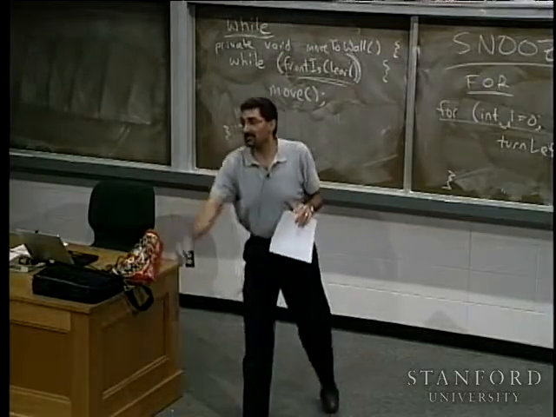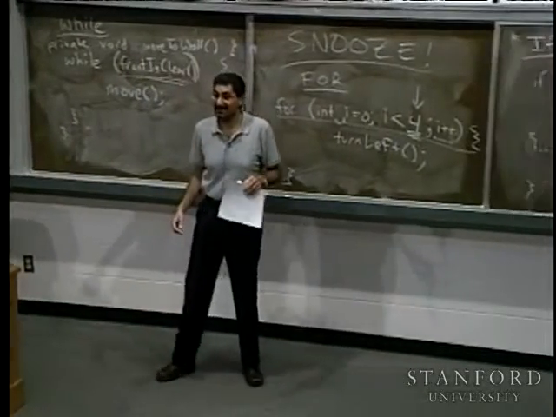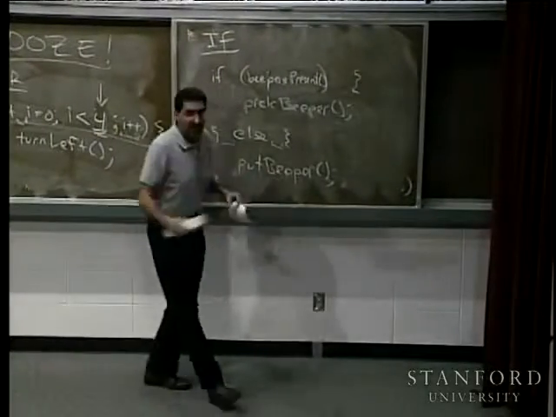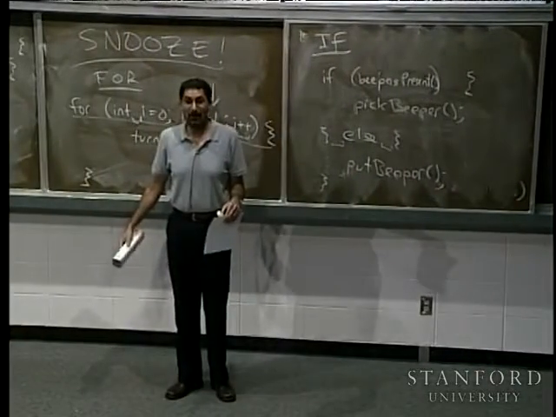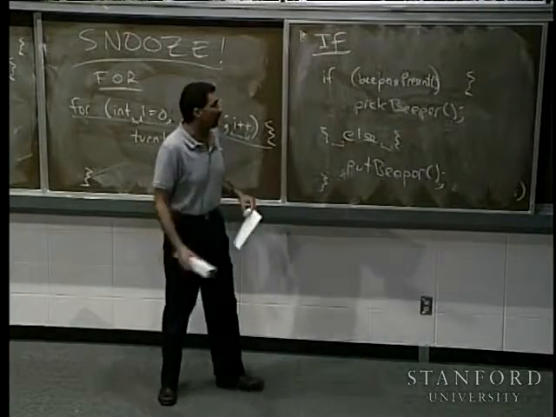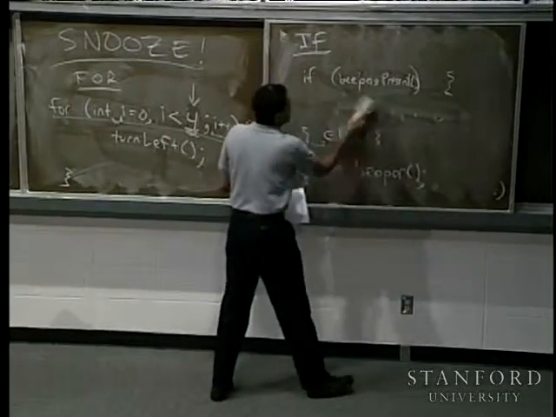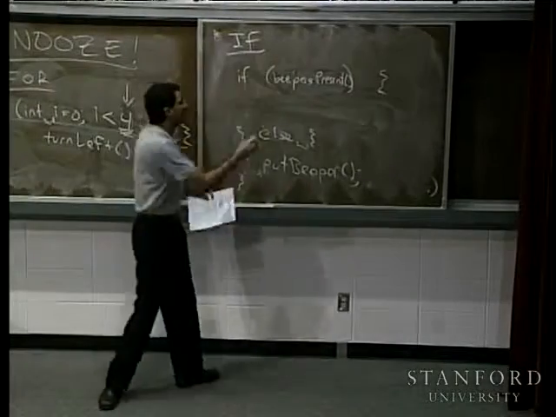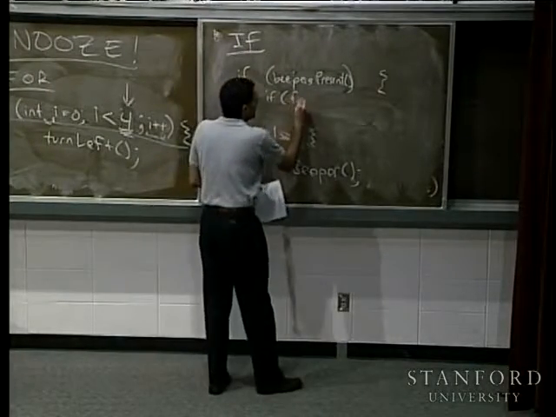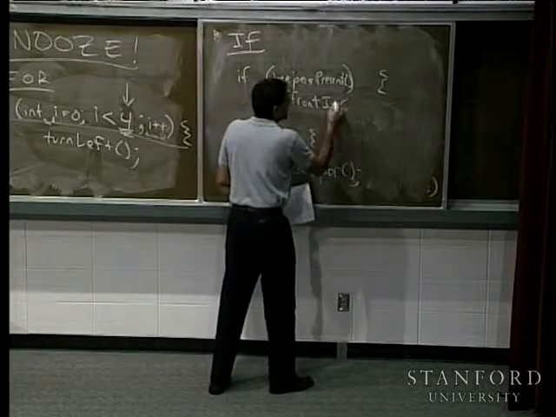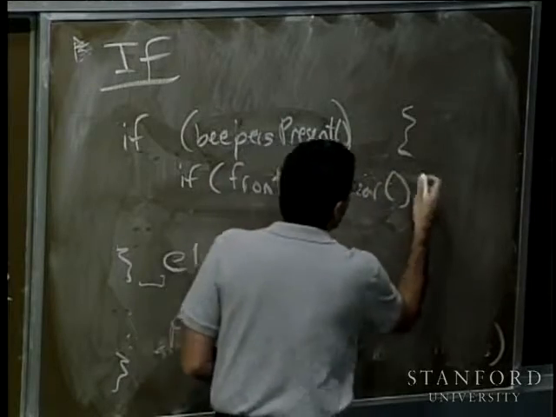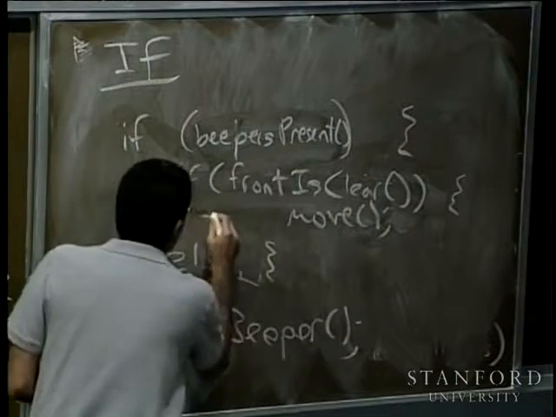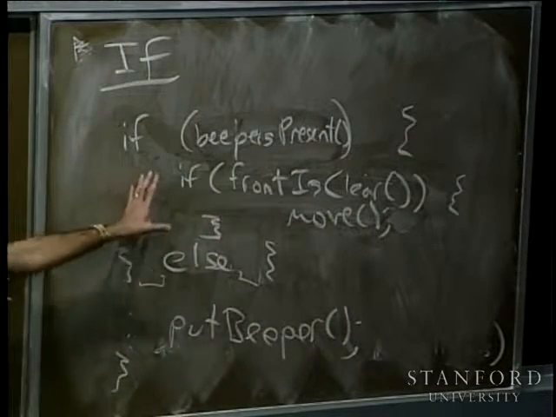Now, you can actually nest these kinds of statements. So you could say if beeper's present, that's some marker that I should move forward if there's not a wall in front of me. So what I now want to do is check to see if I can move forward. So if front is clear, move. And this is what we refer to as a nested expression.